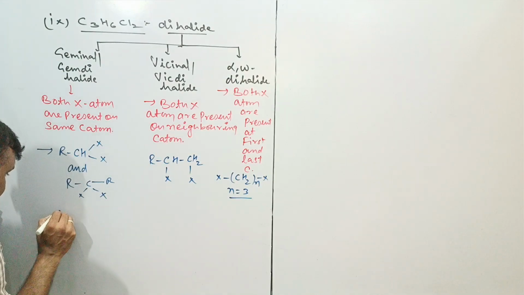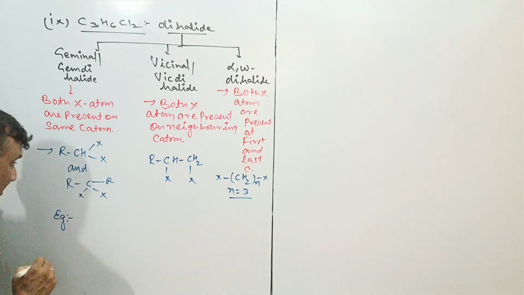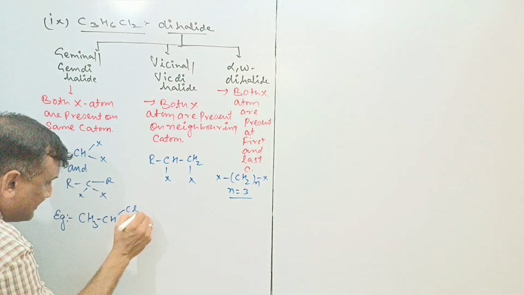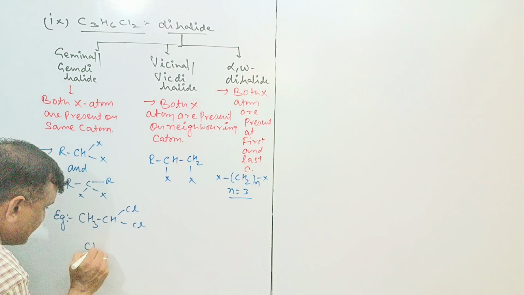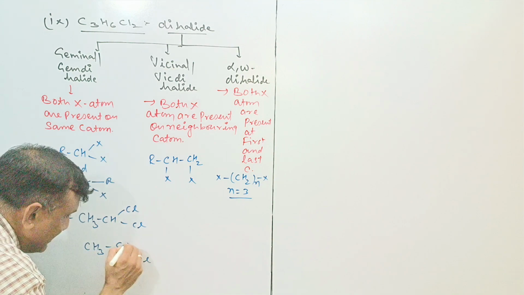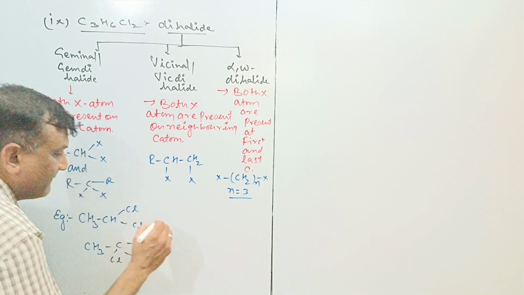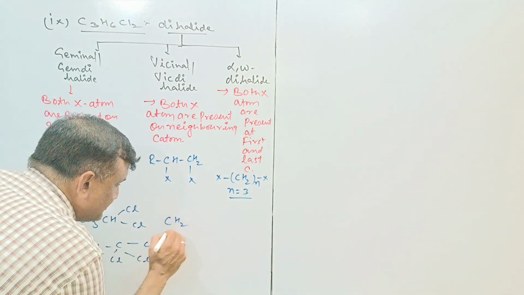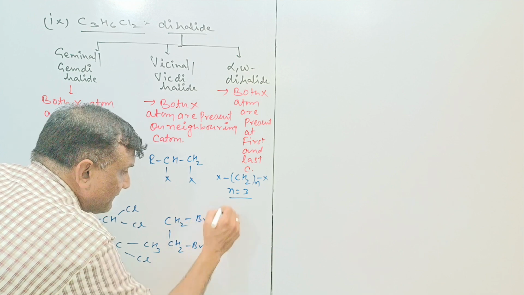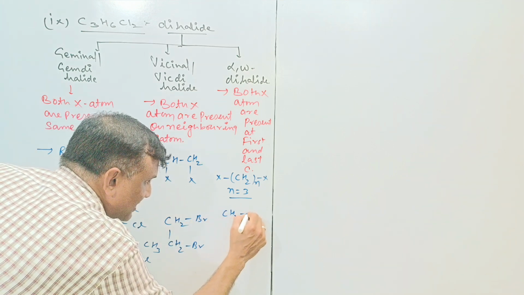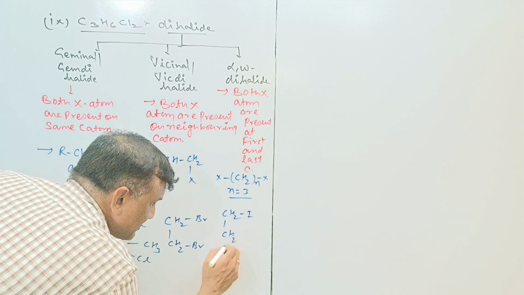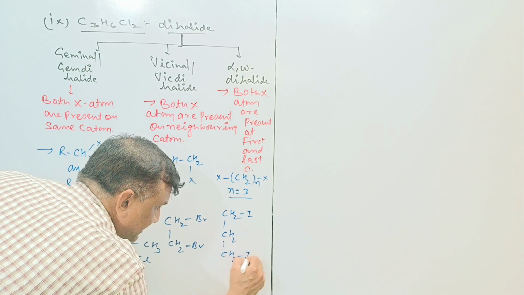You can take the example also to learn about them. CH3, this is the CHCl and Cl. This is another isomer, CCl. This is the Cl and CH3. For this you can take CH2. This is the CH2, Br and Br. For this you can take CH2I and CH2Cl. This is the CH2 and this is the CH2I.